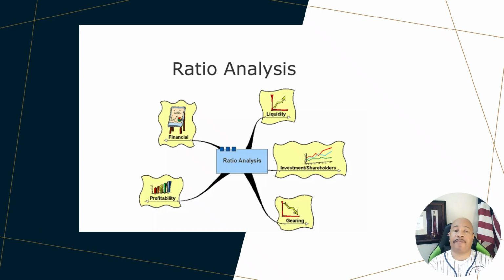Gearing, are they gearing up for the next, let's say, hurdle, the next thing coming up? How about profitability? Are they making a profit? Look at what their sales took in and look at what they made above the sales cost. That determines their profitability. And then also financial. Are they strong financially? That's what the ratio should be telling us.